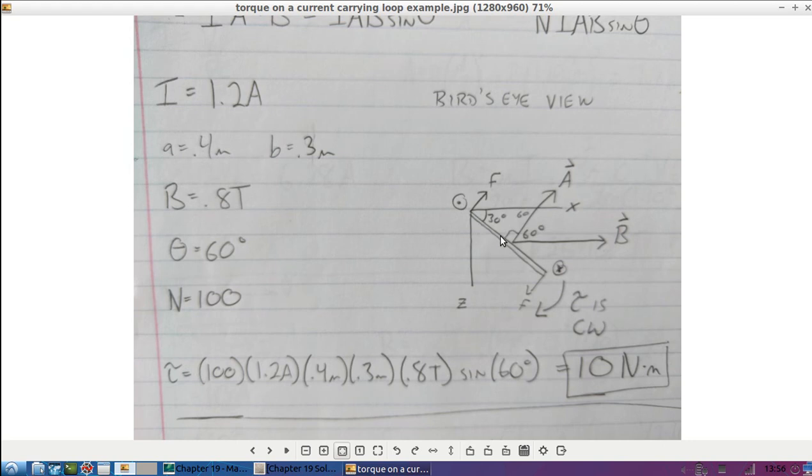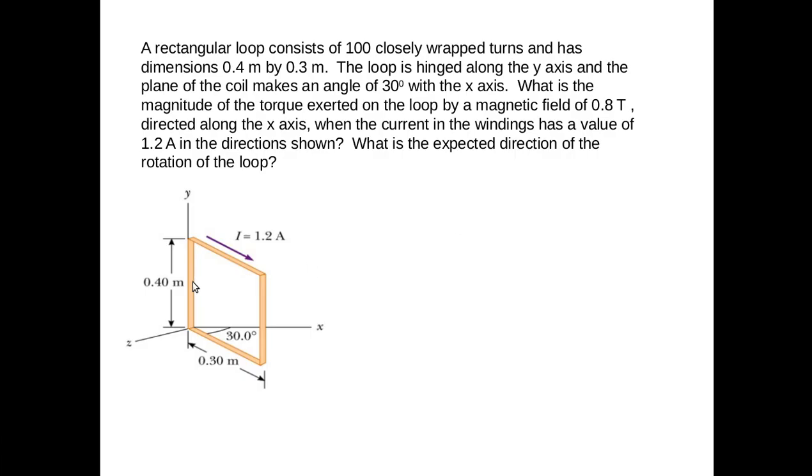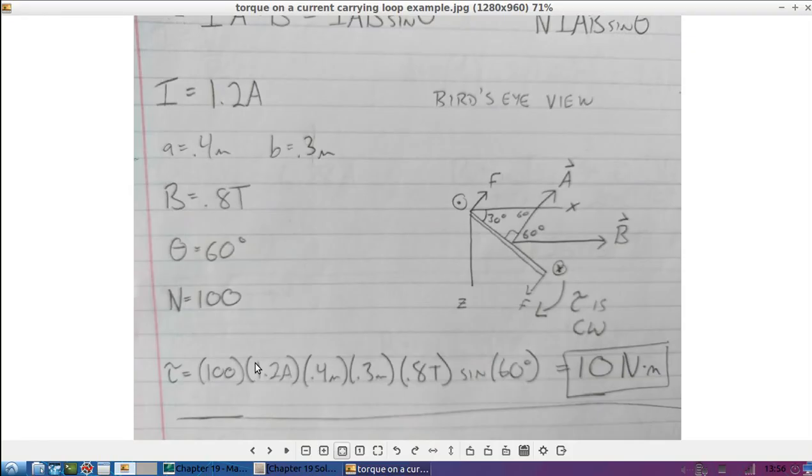So I drew a view from the top, a bird's eye view of the loop. We're looking down at the loop right now. Here's the x-axis. This is the angle that is marked in the diagram, 30 degrees, the angle between the x-axis and the loop. But this angle is not the angle between my area vector and my magnetic field vector.